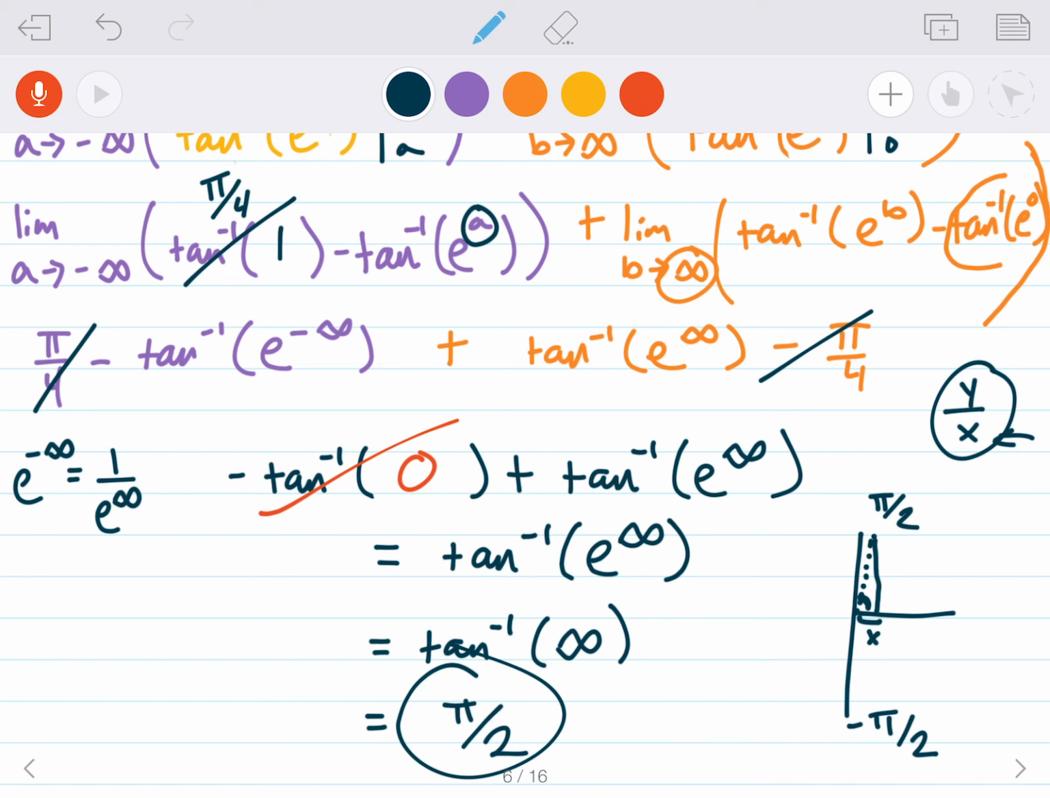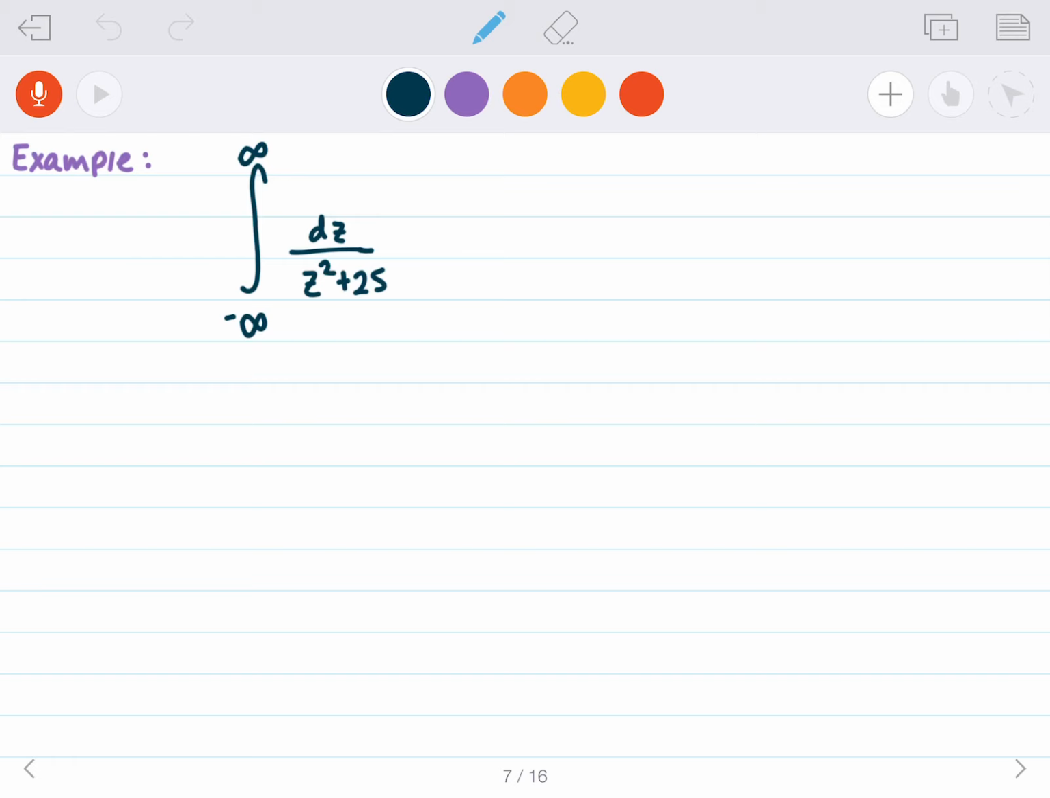So that is one way to see this. Let's go ahead and do another example that's sort of similar. All right. So we are trying to break this thing up. We're going from negative infinity to positive infinity, and we're trying to integrate this function 1 over z squared plus 25. Okay, so again, I don't have any issues with the denominator.